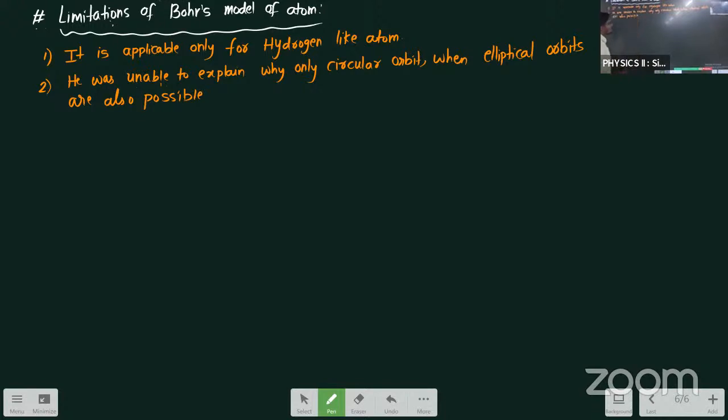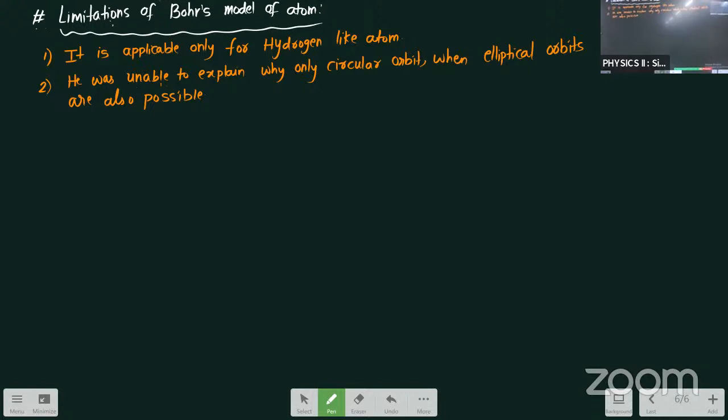So what was the first thing? This model is applicable only for which atom? Only hydrogen-like atoms, that is, single-electron systems. And further, what was he unable to explain? He was unable to explain why only certain circular orbits are permitted when elliptical orbits are also possible.